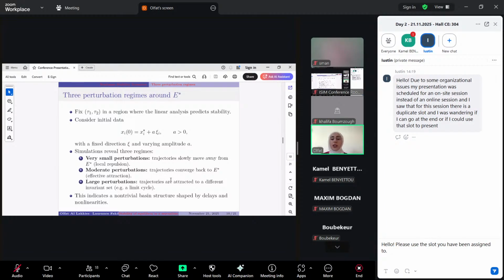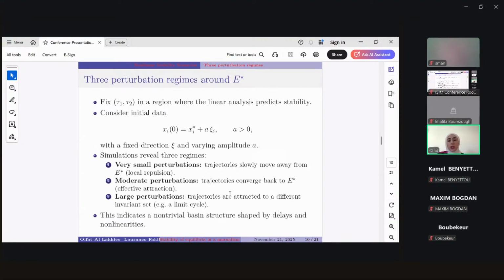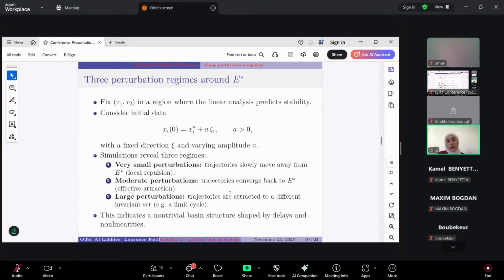Three perturbation regimes around the E star. Even when linear analysis predicts stability, nonlinear responses differ depending on perturbation size. We observe repulsion for tiny perturbations, attraction for moderate ones, and divergence towards another attractor for larger perturbations.